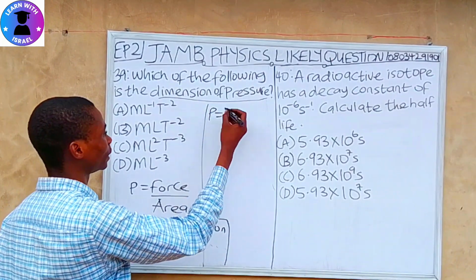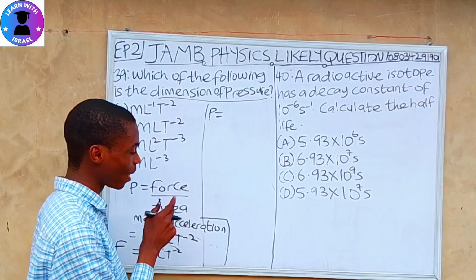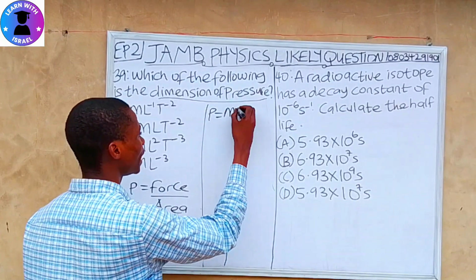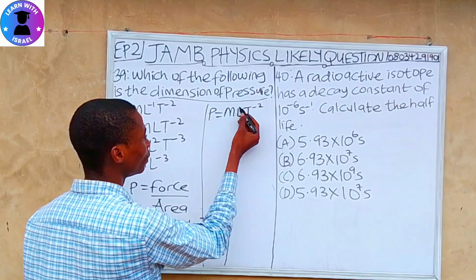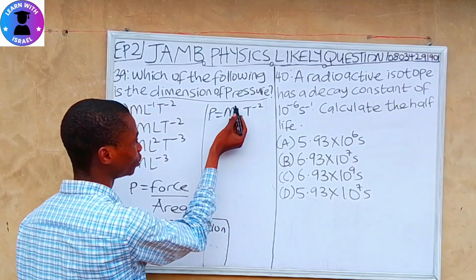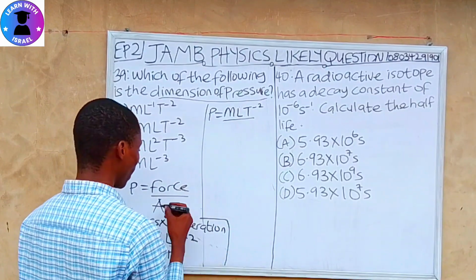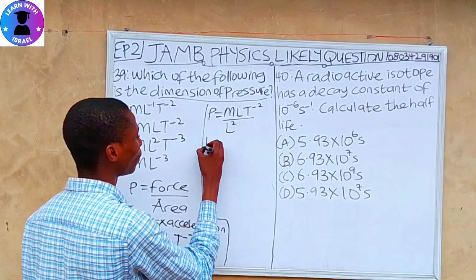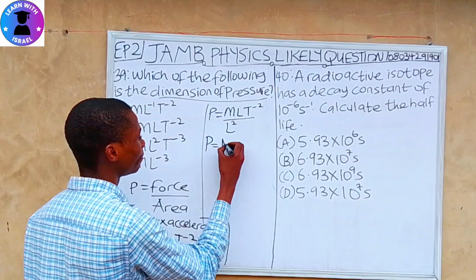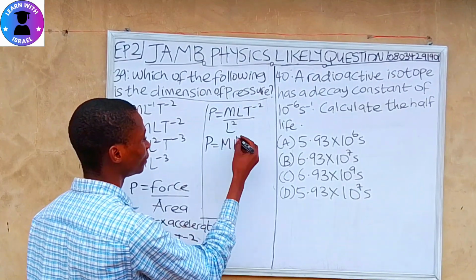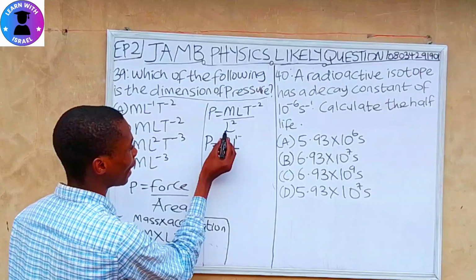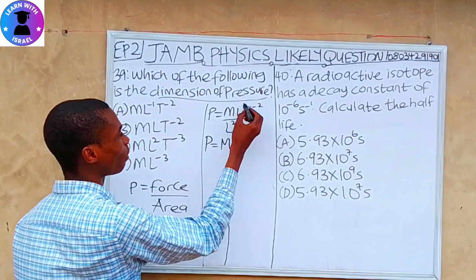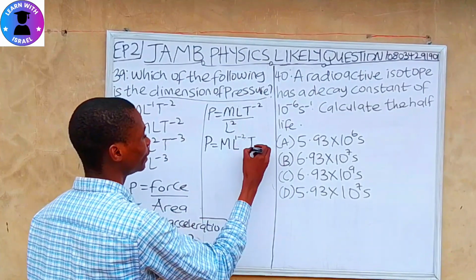So let's bring it back here. Our area is represented as length times length. Our force is MLT minus 2. We have one invisible one here, and we also have one invisible one here. You all know that. So our area is length times length, which will be L squared. So our pressure equals ML to the power 1 minus, let's take our L squared up there, so it becomes minus 2. So we have T to the power minus 2.